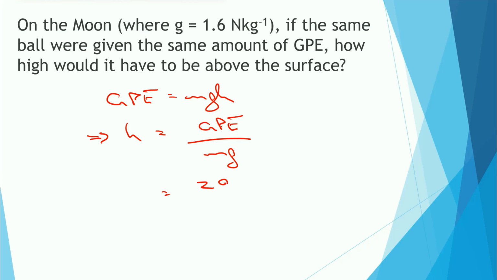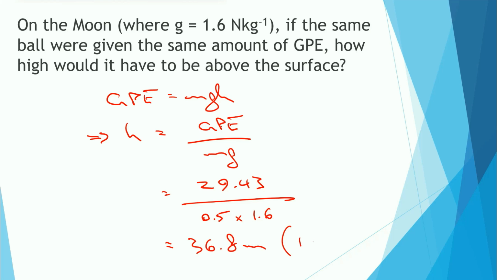So the GPE, 29.43, that was calculated in the previous question. The mass is the same, also half a kilogram, and the gravity is less because we're on the moon and gravity is 1/6 of what it is on Earth. So we're not using 9.81. The question specifically told us the new gravity to use, so we're going to use it. And that gives us an answer of 36.8 meters high. This has actually been rounded to one decimal place. Anytime we round, we need to show our rounding.